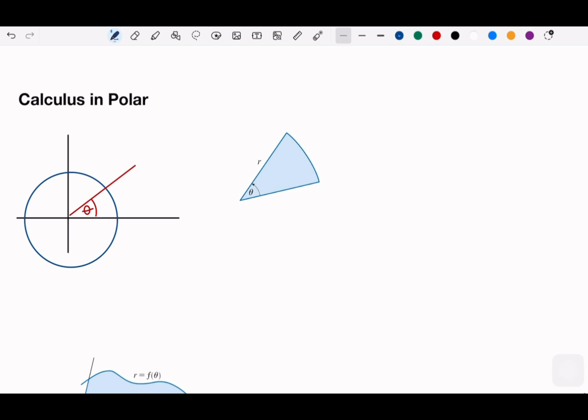So we could write this. This is what we call the sector. And how we find this area is basically the angle divided by the whole circle, multiplied by the area of the circle, which is pi r squared. This will be equal to half r squared theta. And this sector is a good way to represent how the area in polar curves will be defined.